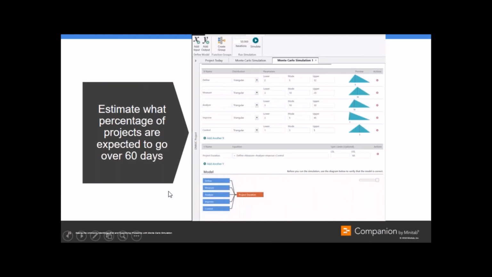This is a snapshot of Companion by Minitab, and you can do Monte Carlo in Minitab and work it through. You can do it in other packages as well, obviously. But really what we're doing here is estimating what percentage of projects are expected to go over 60 days.